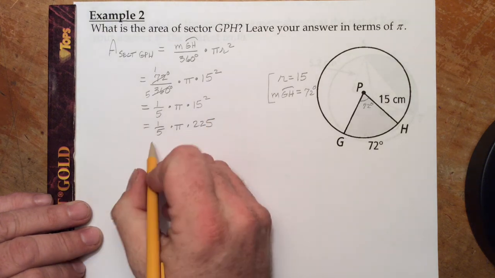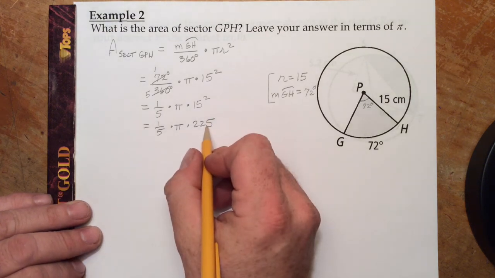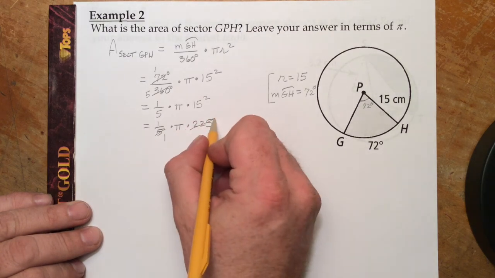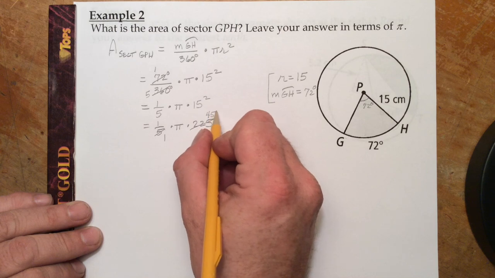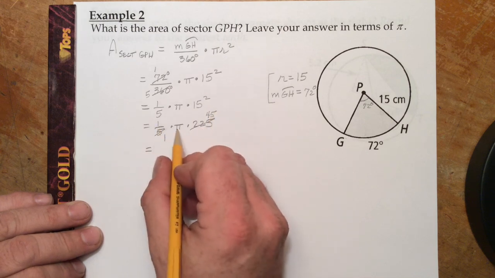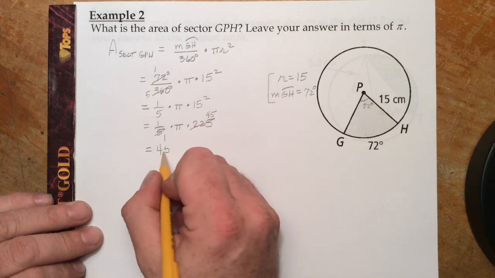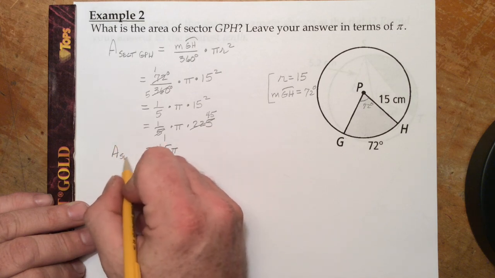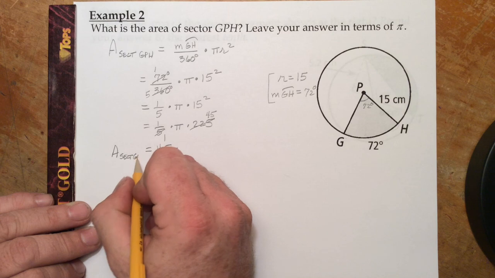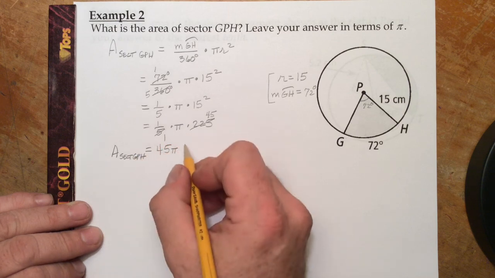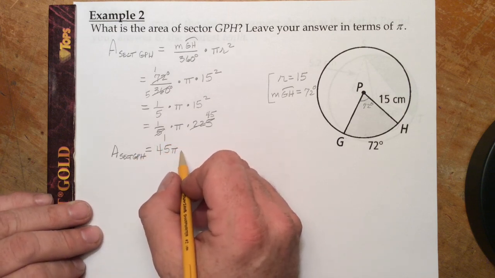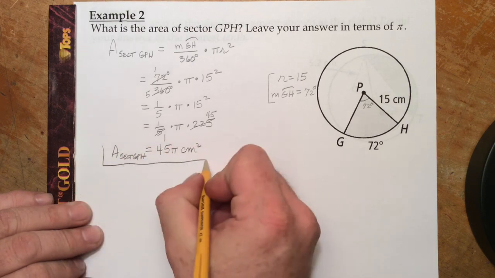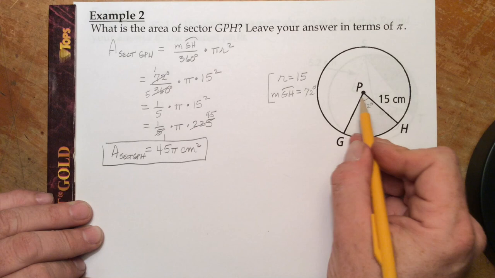Now notice that 5 and 225 are both divisible by 5. 5 goes into 5 once. 5 goes into 225 45 times. So now we have 1 times pi times 45, or 45 pi over 1, or simply 45 pi. This is the area of sector GPH, the exact area. We left our answer in terms of pi. We need our centimeters squared. So this is exactly 45 pi centimeters squared, this area right here.